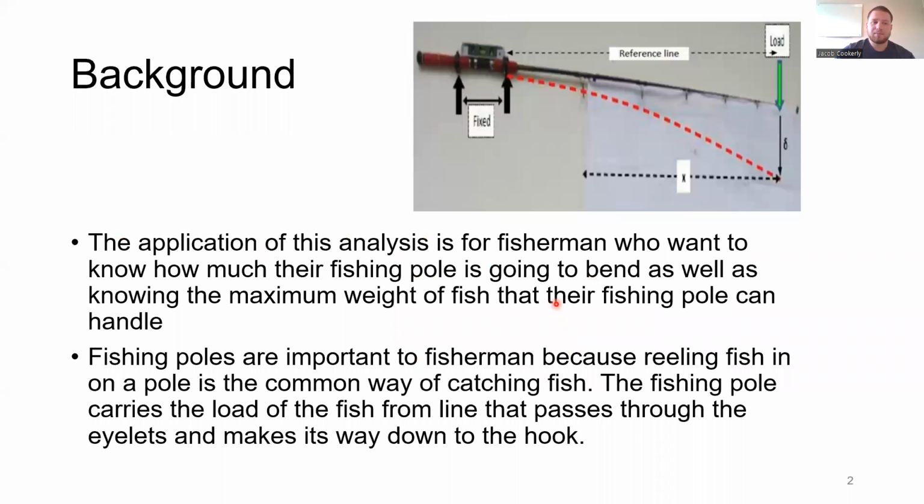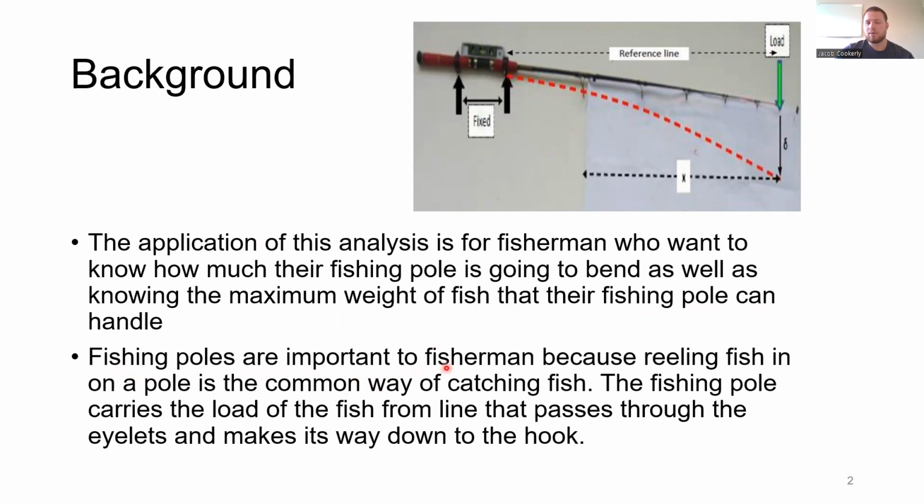A little bit of background. The application of this analysis is for fishermen who want to know how much their fishing pole is going to bend, as well as knowing the maximum weight of fish that their fishing pole can handle. So by bend, or how much it's going to deflect, we're talking about this length right here. And then we're trying to find the maximum load that'll go right here, that will result in this rod snapping.